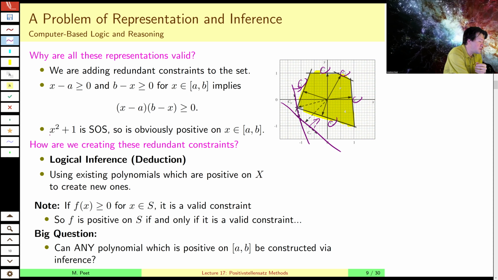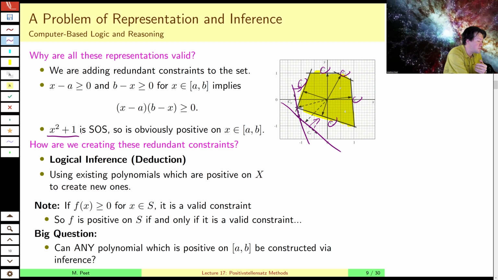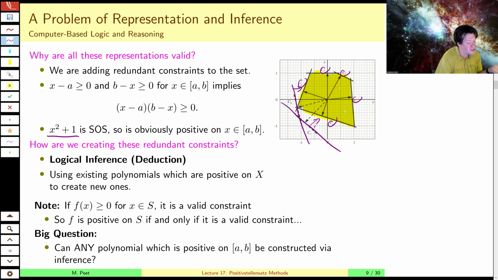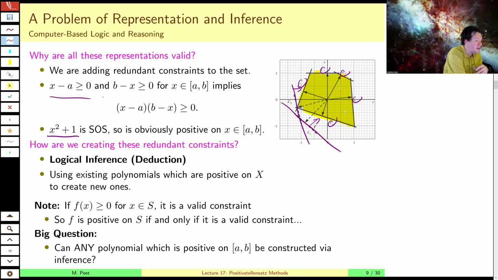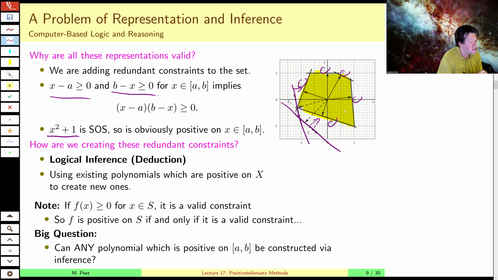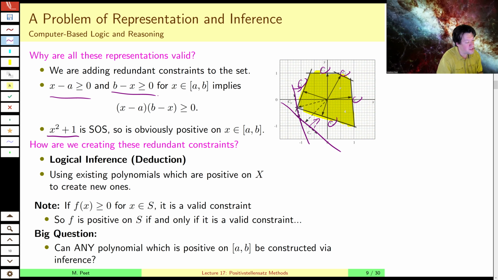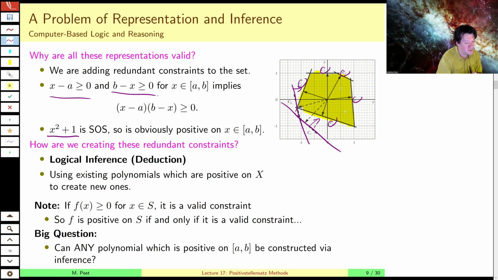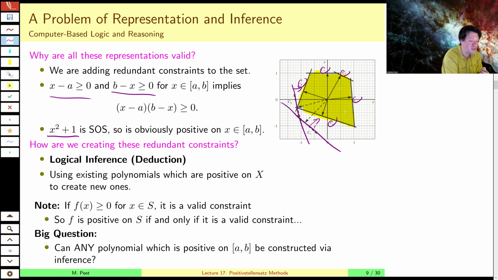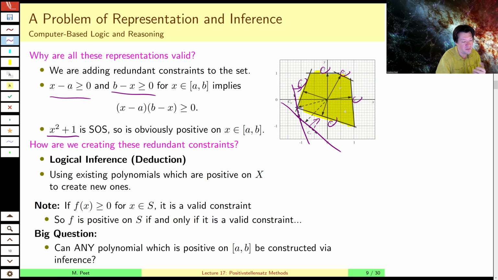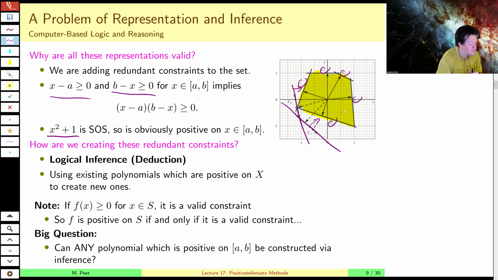In the case that we considered on the previous slide, we considered sums of squares, which are positive everywhere, so obviously they're positive on the set. We also added combinations, products and sums of the original representation of the set to get additional constraints. So, for example, if we added the multiplication of C5 times C1, we would get a valid inequality on the set. It wouldn't be linear, but it would be quadratic, and it would be valid.